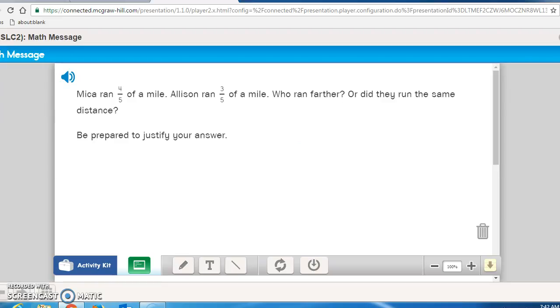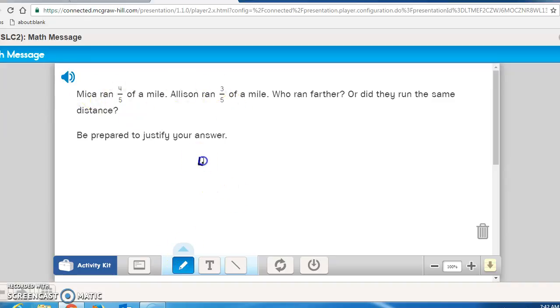Micah ran 4/5 of a mile. Allison ran 3/5 of a mile. Who ran farther? Or did they run the same distance? Be prepared to justify your answer. So whenever they're asking you who ran farther, they're looking for a greater than, less than, or equal to sign because we're comparing them. So let's take a look at this.